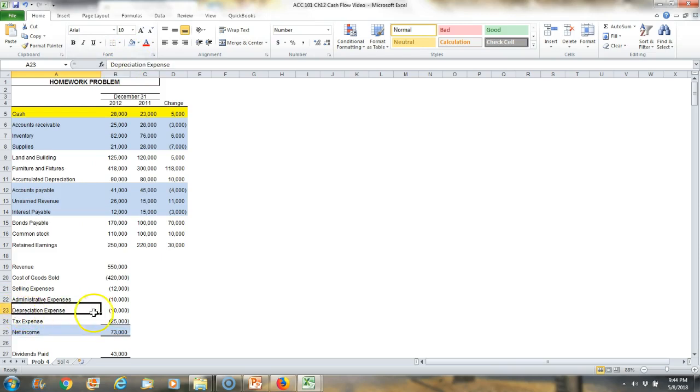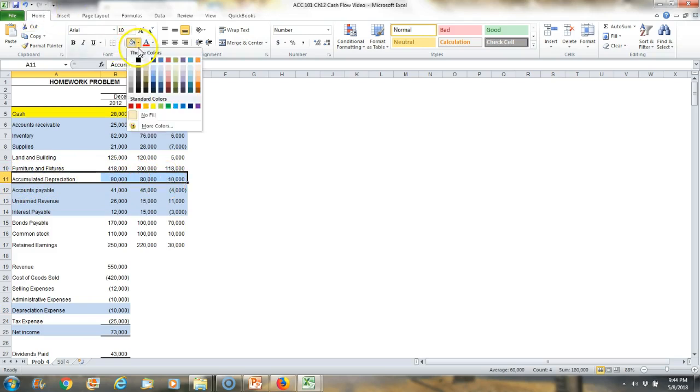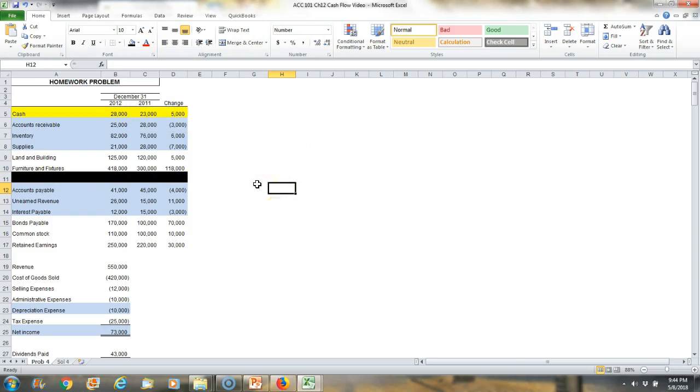We also need depreciation expense. Since we have depreciation expense, notice it's $10,000. The change is $10,000. If for some reason we weren't provided this depreciation expense number, but they gave us accumulated depreciation, we would know it was $10,000. Okay, so I'm just going to cross this out because we already have this information. We don't need this. We already got this. Okay, so I'm going to make that black.